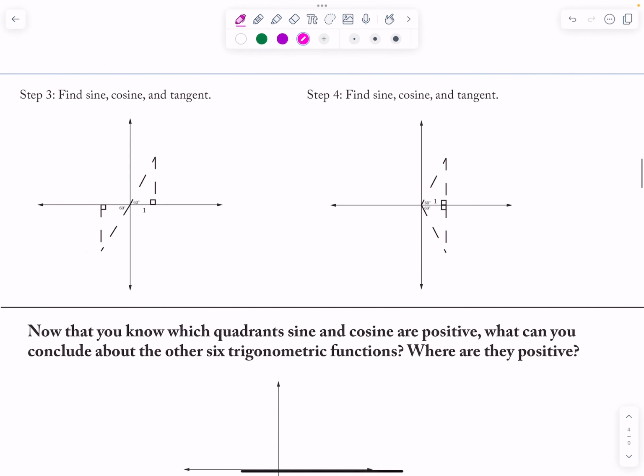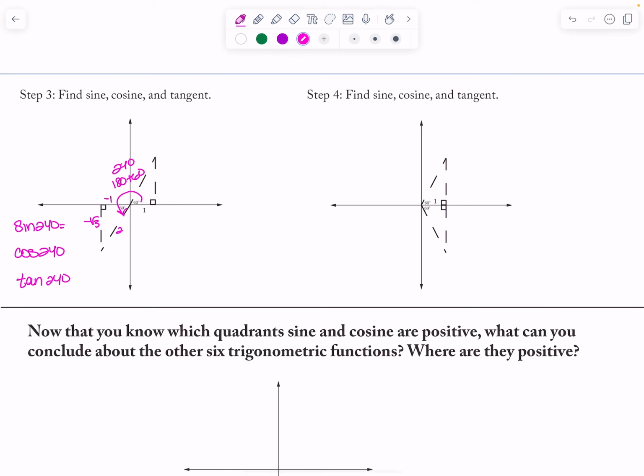Now, going all the way around here, this will give me 180 degrees plus 60, which is 240. So now I want sine of 240, cosine of 240, and tangent of 240. And so I will have a negative 1 here, a negative root 3, a positive 2. Again, it's positive 2 because of the Pythagorean theorem. It has to be a positive hypotenuse.